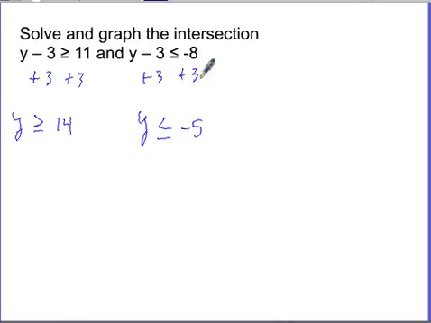Negative 8 plus 3, huh? It just goes two different ways. They wouldn't connect. There's no intersection. Why would it have to be two different numbers? Maybe I turned it around. Let me check my resources here. I could have made a mistake. It wouldn't be the first time.